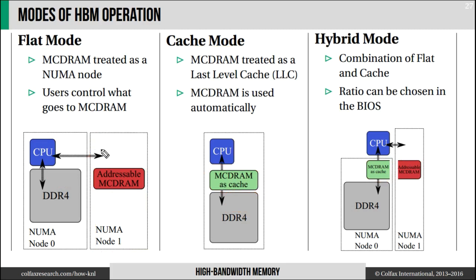Particularly in the flat mode, you get full control over what goes in high bandwidth memory, but you need to modify your code for that. In the cache mode, you automatically take advantage of high bandwidth memory, so you don't need to modify your code. But the drawback is that if you have misses in MCDRAM as cache, then these misses have twice as great a latency as simply access from CPU cores to the on-platform memory.